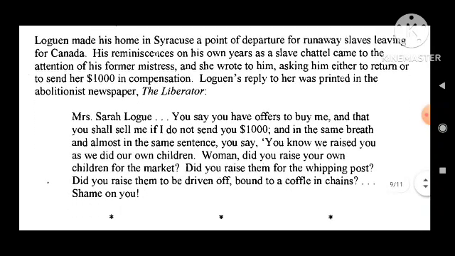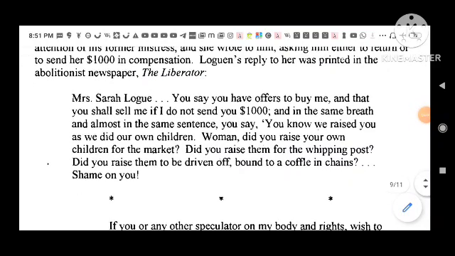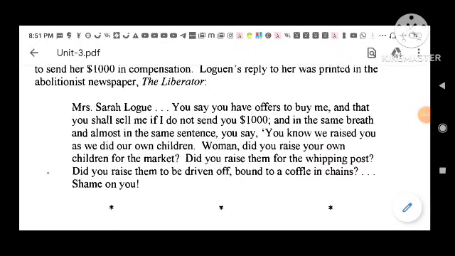Logan's reply to her was printed in the abolitionist newspaper, The Liberator. Okay, so here it is the main key point, the Liberator newspaper. So you can note down the Liberator. Mrs. Sarah Locke, you say you have offers to buy me and that you shall sell me if I do not send you $1,000, and in the same breath and almost in the same sentence you say, you know we raised you as we did our own children.